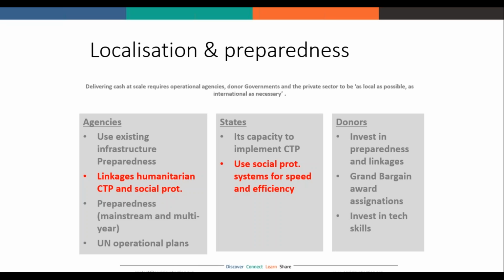Right, so as I was saying, the main home for social protection in the Agenda for Cash is in the area around localization and preparedness. What this talks about is that delivering cash at scale in a localized manner requires operational agencies, donors, and the private sector to be as local as possible, as international as necessary. And what does that mean? It means we need to build strong leadership and true local operational and fiduciary capacity, with the ultimate aim of reducing UN and INGO footprint and focusing on complementarity.